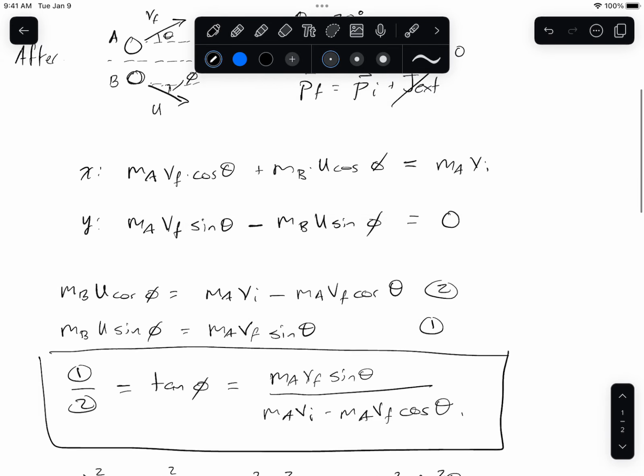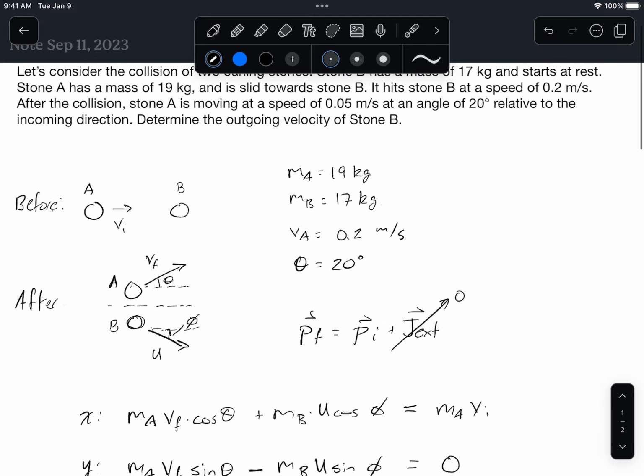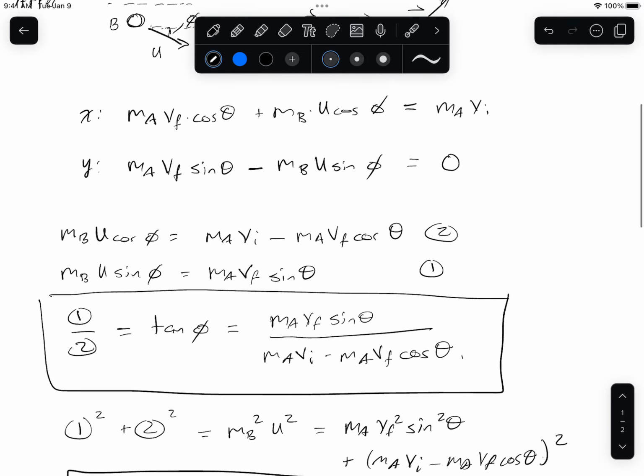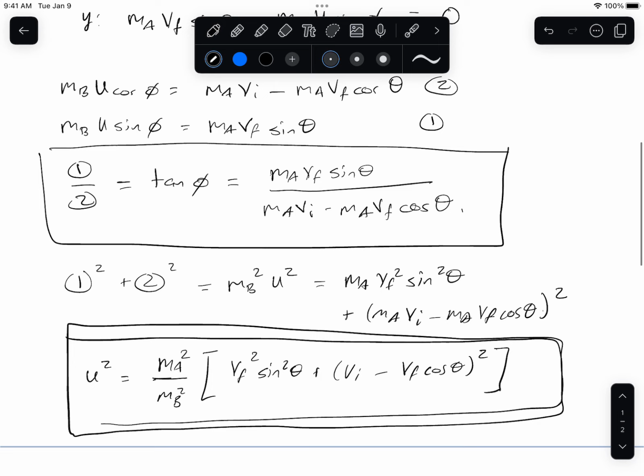So at this point we can go ahead and plug in all of these numbers. I'm going to let you do that if you really want to. I don't really care about the numbers. This is how we solve the problem. We know m_A, we know m_B, we know the final speed of stone A, we know this angle, we know everything in this expression, and so we can calculate u.